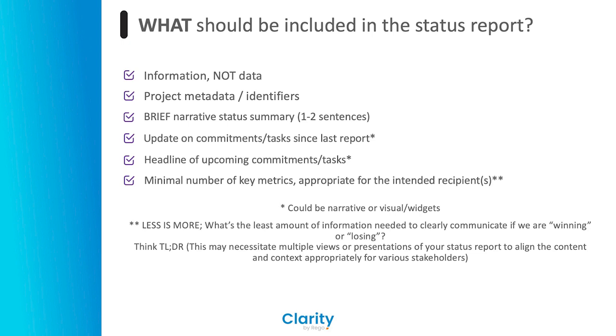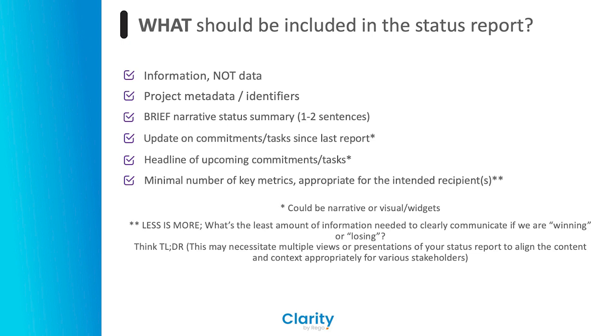But maybe we might say something like, scope, schedule, and budget remain on target, we're on track to meet the next major milestone, no significant known risks or issues. Then that is saying the same thing, but in a more meaningful way. It's also helpful to present in some format maybe what we have accomplished since the last report, and headlines of what we plan to accomplish next.